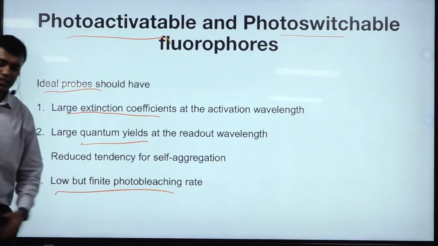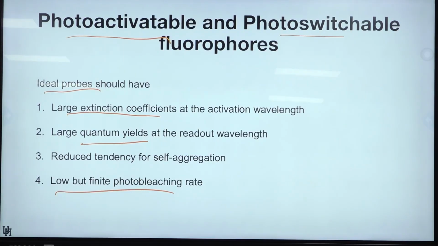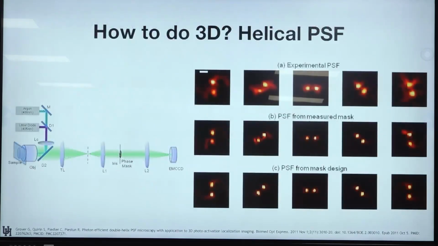So the photo bleaching, as I mentioned, over time the fluorescence degrades. You don't want it to degrade so quickly that you can't make enough close measurements. So photo bleaching has to be relatively low for this to work. Okay, so those are some of the key points for this approach.